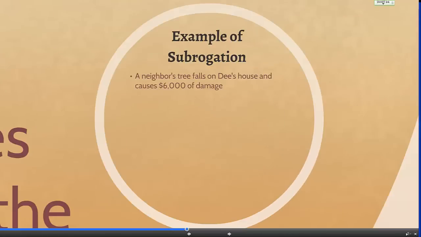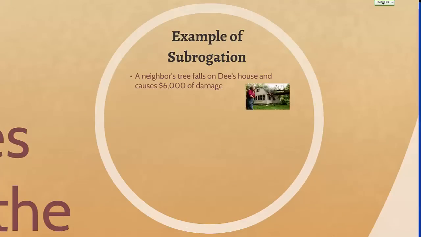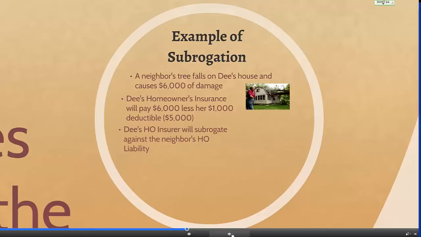So let's say a neighbor's tree falls on Dee's house, causing $6,000 of damage. Dee's homeowner's insurance will pay $6,000 less her $1,000 deductible, or $5,000. Let's assume, though, that it was the neighbor's fault that the tree fell on the house, and the neighbor is considered legally liable. Dee's homeowner's insurer will subrogate against the neighbor's homeowner's liability insurance.